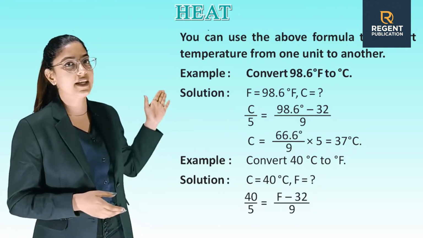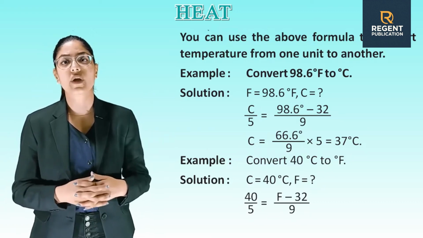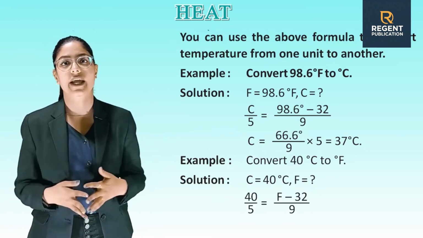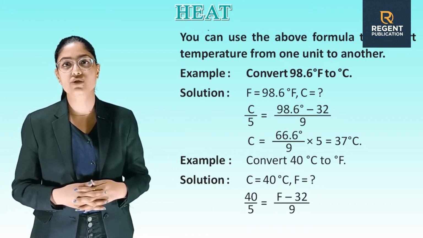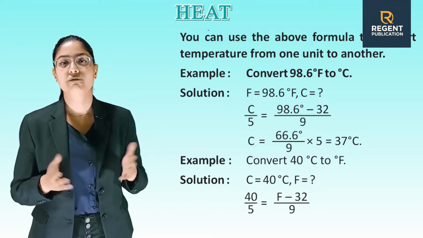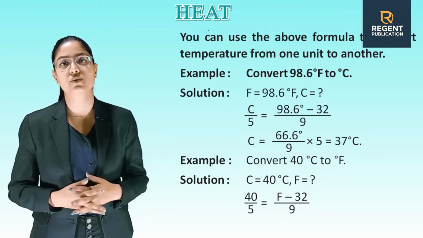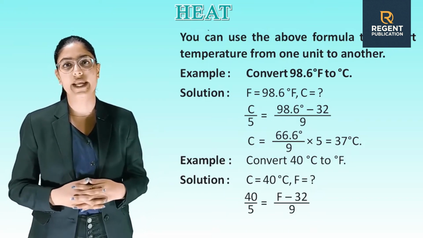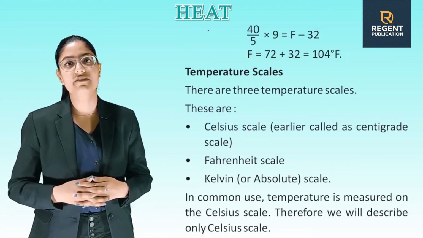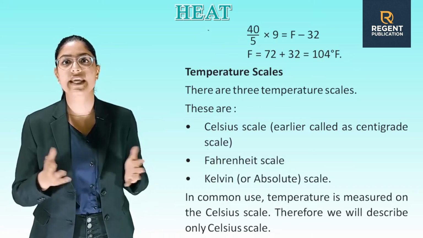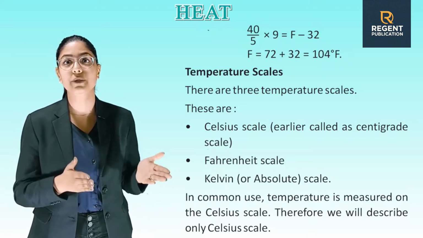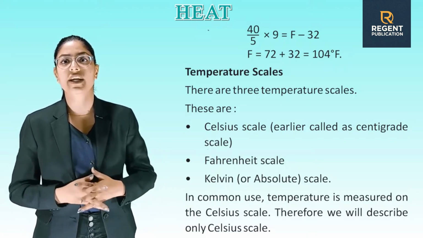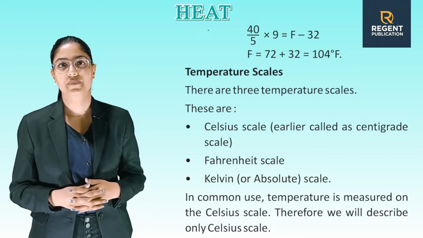Now, let's see another example. Convert 40 degree Celsius to degree Fahrenheit. Let's see the solution. C = 40 degree Celsius. 40/5 = (F - 32)/9, which gives 40/5 × 9 = F - 32. So F = 72 + 32, which gives 104 degree Fahrenheit.